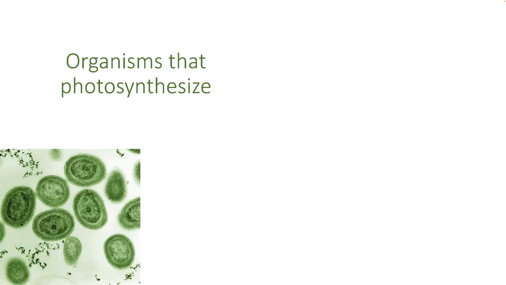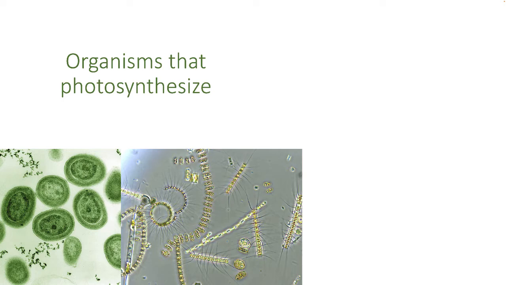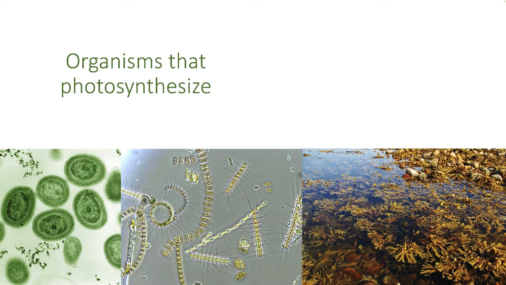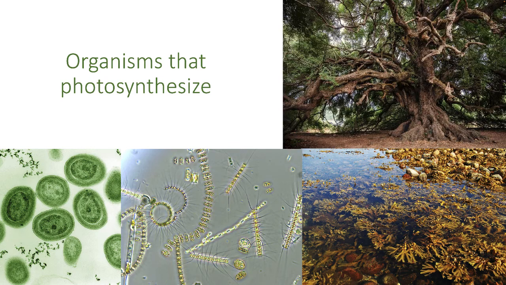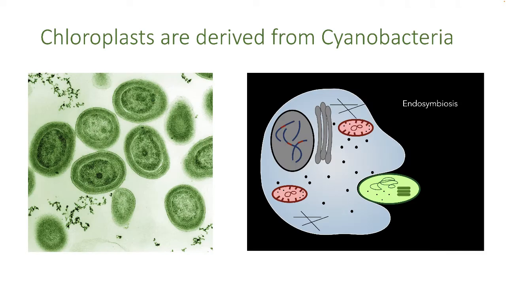Organisms that perform photosynthesis include cyanobacteria, unicellular eukaryotes such as diatoms and dinoflagellates, multicellular algae such as seaweeds, and, of course, plants. Eukaryotes that perform photosynthesis do so using chloroplasts, and we'll be focusing on that structure as we discuss photosynthesis. It's important to remember, however, that cyanobacteria also perform photosynthesis. And of course, cyanobacteria don't have chloroplasts. In fact, hopefully you recall that chloroplasts were originally derived from cyanobacteria by the process of endosymbiosis.